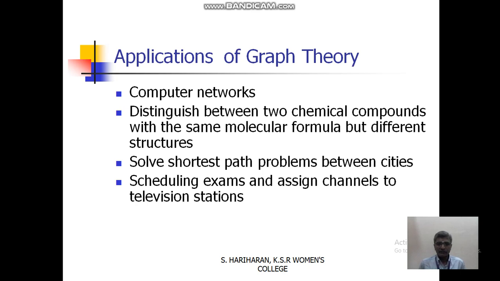So, applications of graph theory. Graph theory works in computer networks, distinguishes between two chemical compounds with the same molecular formula but different structures, solves the shortest path problem between cities, schedules exams, and assigns channels to television stations.